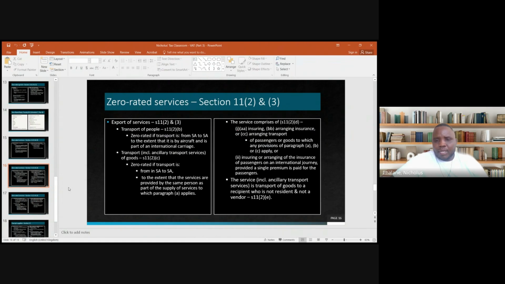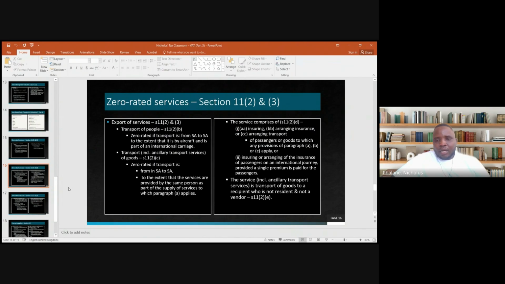And also the service comprises of insuring or arranging insurance of passengers on an international journey, provided a single premium is charged for the passengers. So SAA is insuring passengers on an international journey. That service of insuring these passengers would be zero rated as long as a single premium is paid for the passengers. Happiness, great.